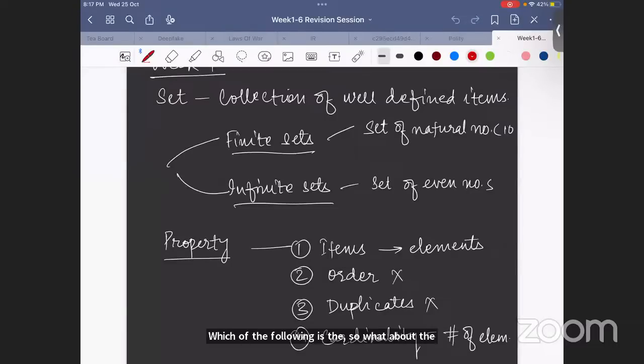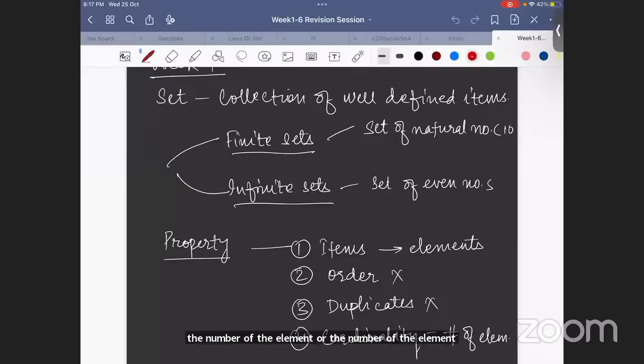Okay, so a set is basically a collection of well-defined items. You can have finite sets and infinite sets. You are already aware of that. So let's have an example of a finite set, where the number of elements, or the cardinality, will be fixed for the set.